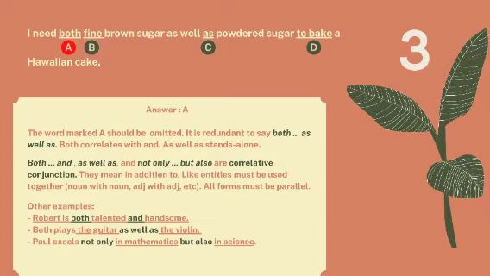Both and, as well as, and not only but also, are correlative conjunctions. They have same meaning as in addition to. It is like entities must be used together. For instance, noun with noun, adjective with adjective, and etc. In other words, all items must be parallel. In this sentence, both fine brown sugar and powdered sugar are noun phrases, so the sentence is parallel.